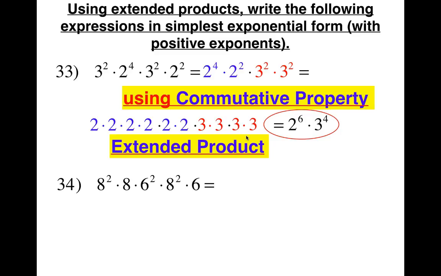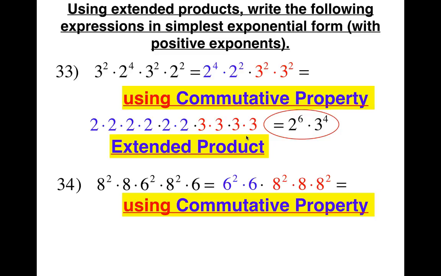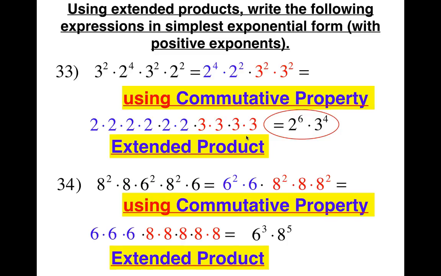First, I went ahead and used a commutative property to regroup the 6s together and the 8s together. Then I'm going to use the extended products to see how many of each I have, leaving me with a 6 to the 3rd times 8 to the 5th. Okay. So let's try this again. Go ahead and pause the video and try number 35.